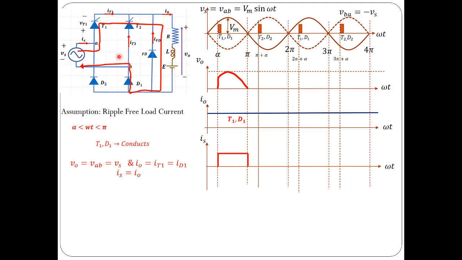And during this period, T1 and D1 are conducting. So source current is the same as diode current, and the same as thyristor 1 current. Now what would happen from omega t ranging from pi to pi plus alpha?